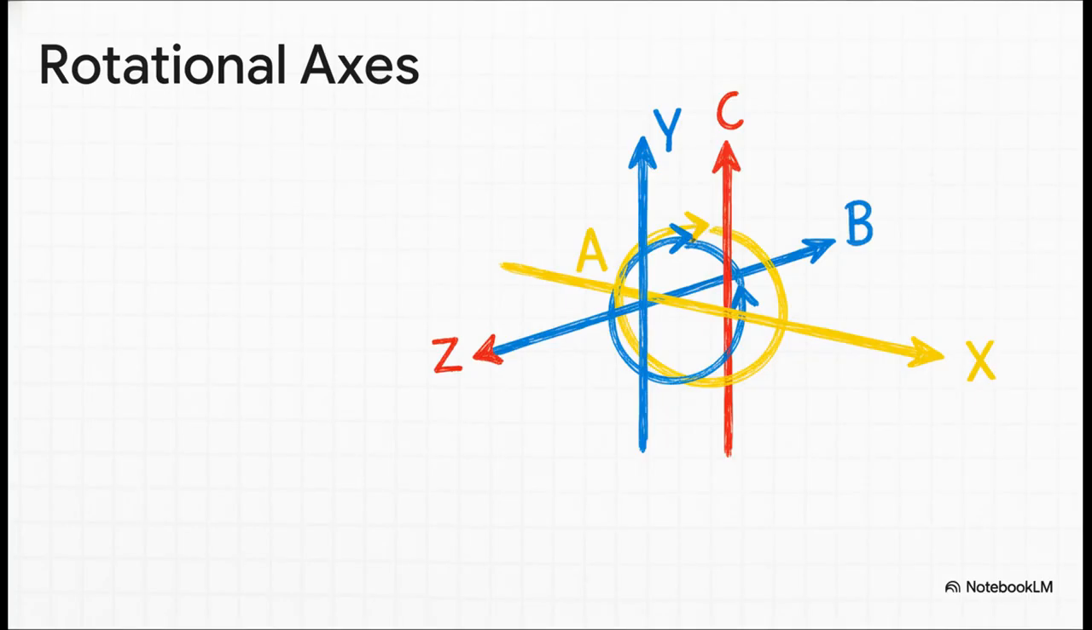The naming here is just beautifully logical. The rotational axes are A, B, and C, and guess what? They correspond directly to the linear axes they rotate around. So A rotates around X, B rotates around Y, and C rotates around Z. It's as simple as ABC.